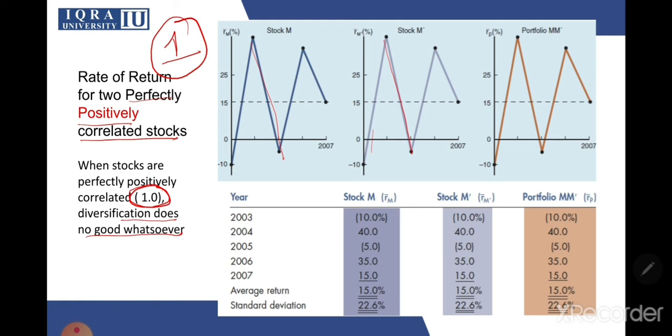So because they're not moving in opposite directions, if this gives a negative 10, over here also you have a negative 10 loss, so you still have a negative 10 loss. Your average return for stock M is 15%, average return for stock M dash is also 15%, the standard deviation is the same, and the standard deviation is the same over here as well. So by combining the portfolio, you are unable to reduce your risk.